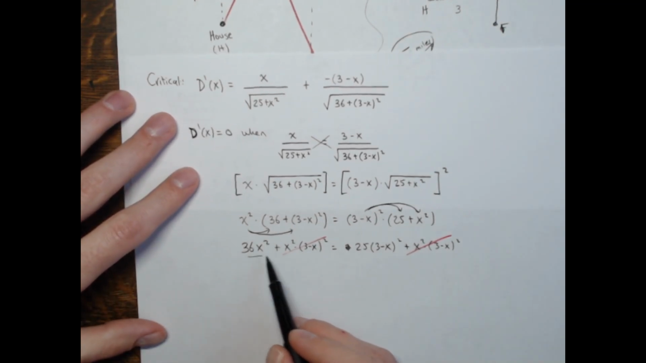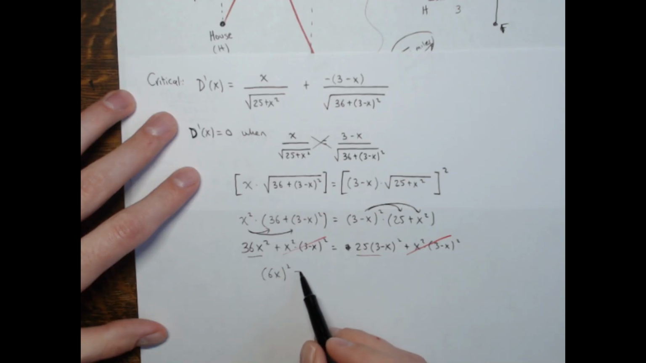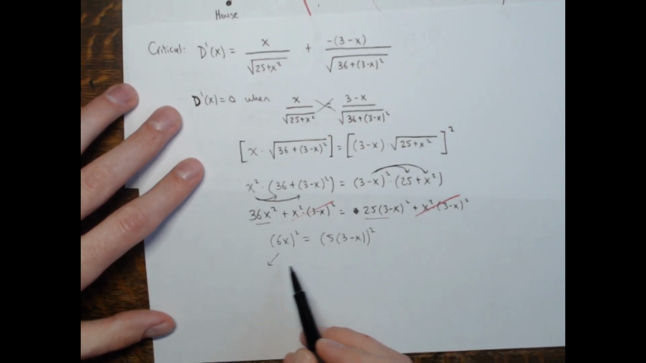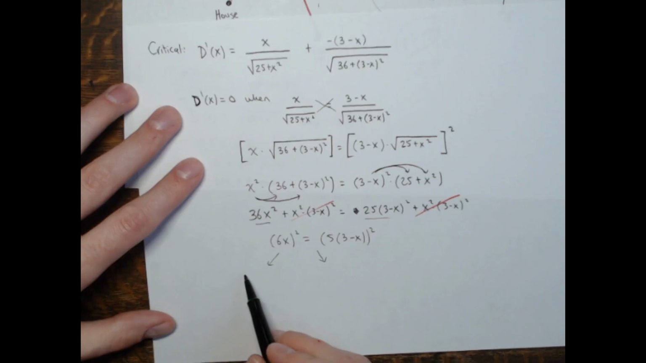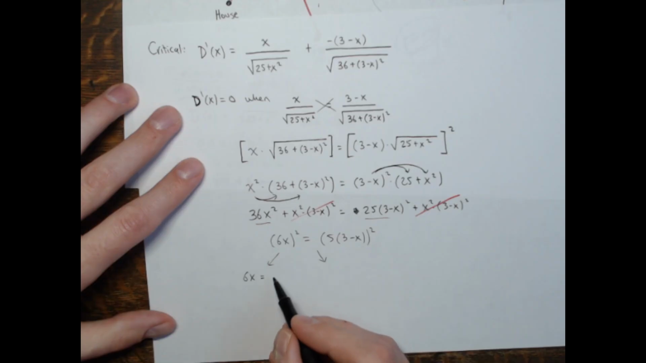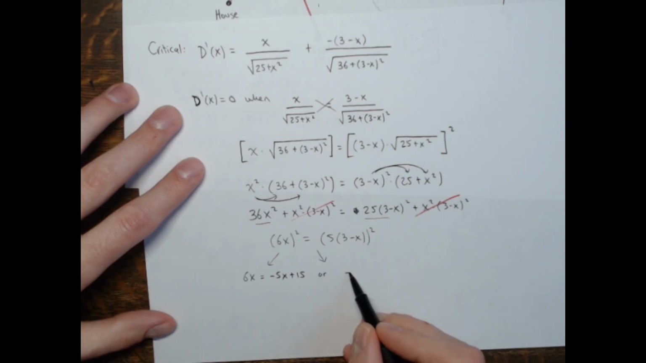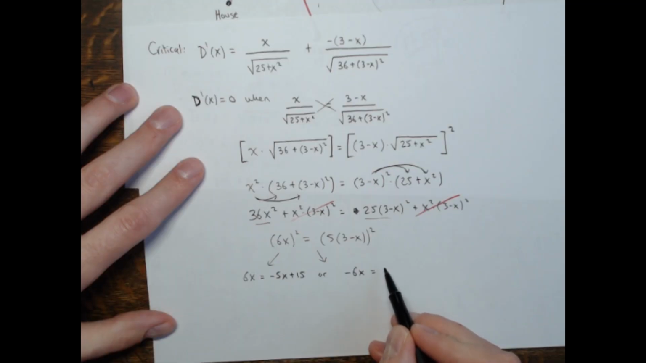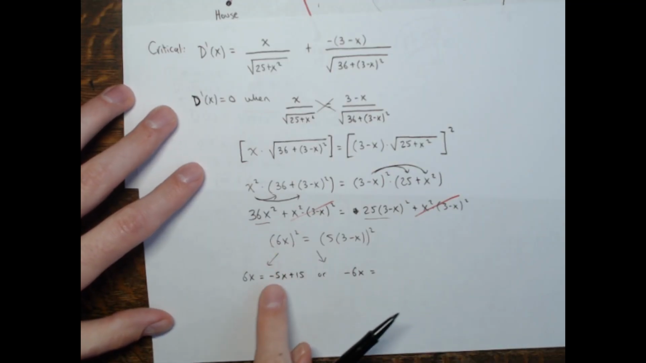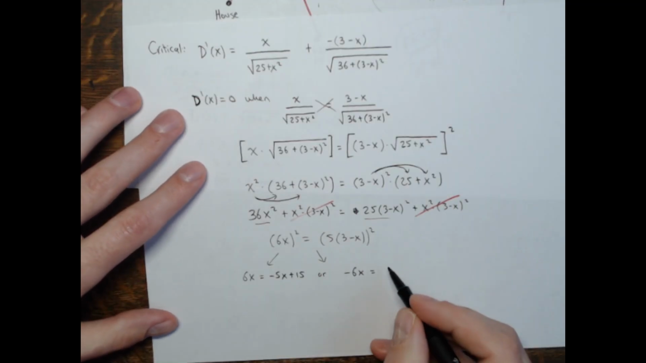And now I have two squares that are the same. This is 6x squared equals 5 times 3 minus x squared. So this is going to happen in one of two ways. If 6x equals negative 5x plus 15, or if negative 6x equals negative 5x plus 15, either these things being squared are the same or they're opposites.